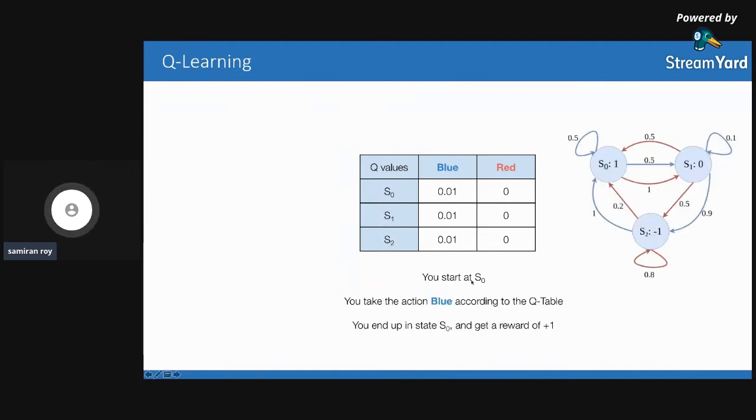Now, suppose the agent is in state S0. This is very important: it will consult this table to see which is the best action. Over here, the best action is blue. It will take that blue action. The environment will simulate that internally and tell the agent that you ended up back in state S0 and you got a reward of +1. So this agent collected some experience.